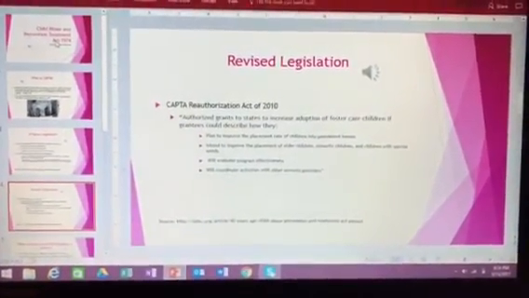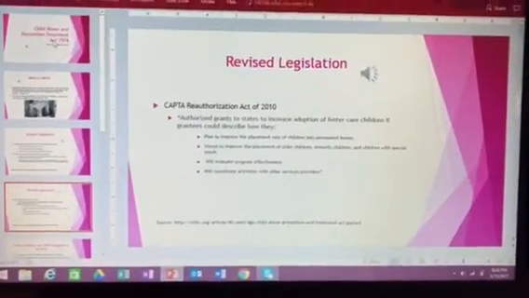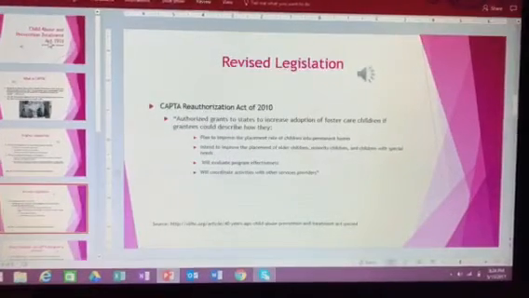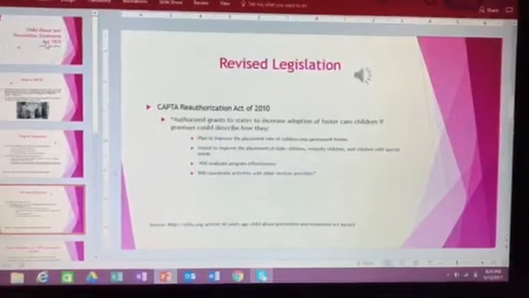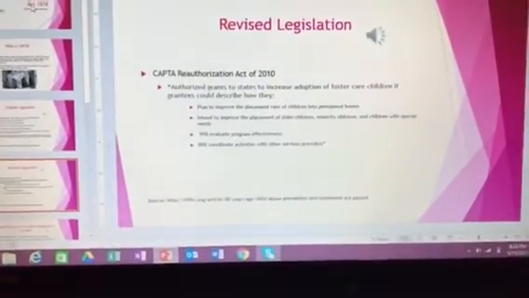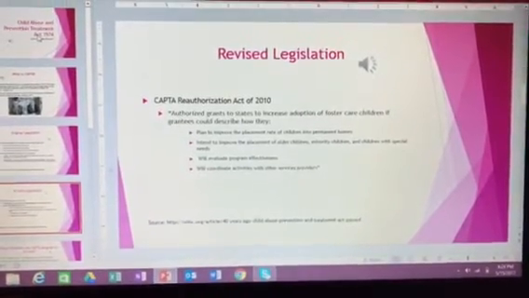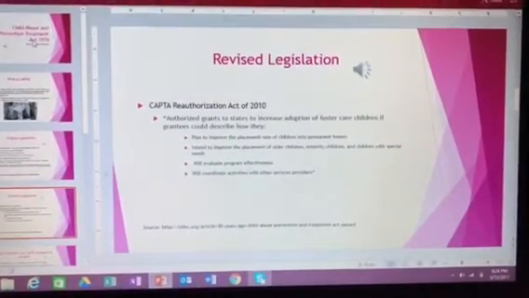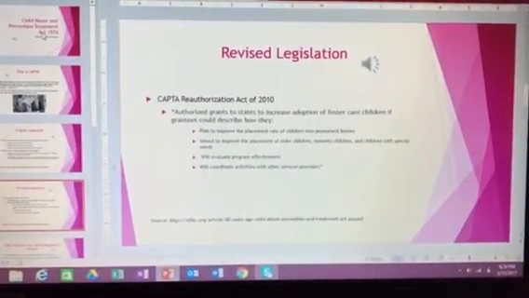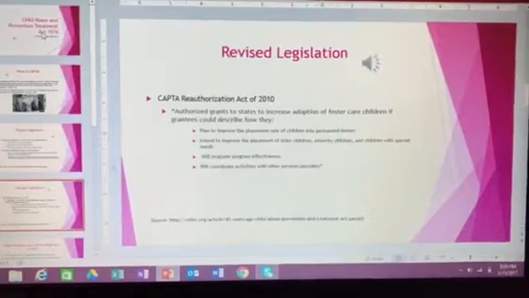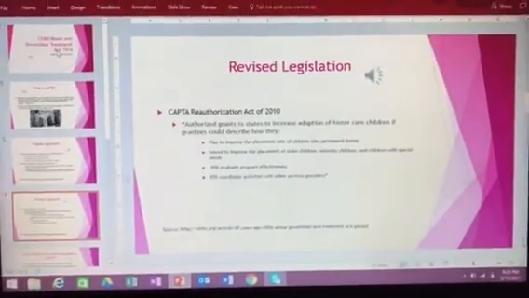The revised legislation. CAPTA Reauthorization Act of 2010. It authorized grants to states to increase adoption of foster care children if grantees could describe how they plan to improve the placement rate of children into permanent homes, intend to improve the placement of older children, minority children, and children with special needs, will evaluate program effectiveness, and how they will coordinate activities and other service providers.